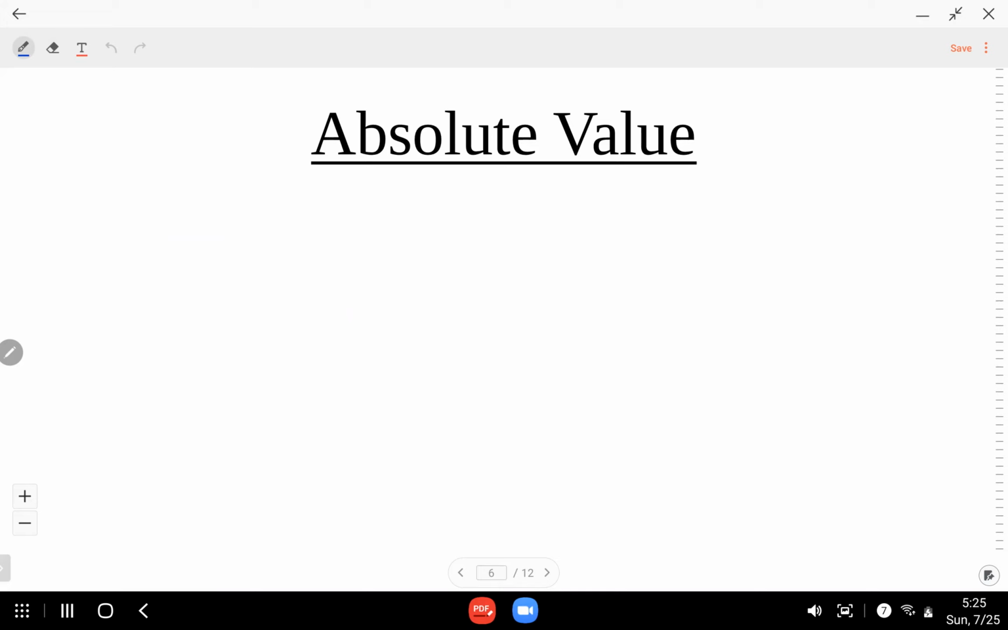Okay, absolute value, what is that? Who knows what absolute value is? So no one knows about absolute value. Well, that's sad. Come on, it's not that hard. Any ideas on absolute value?